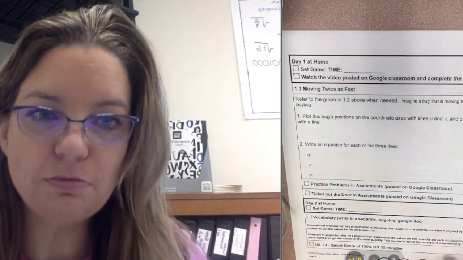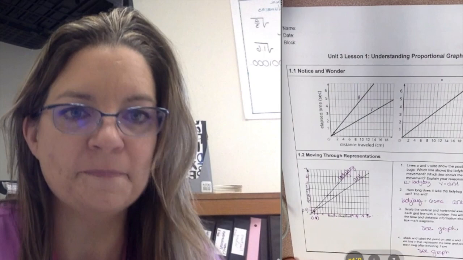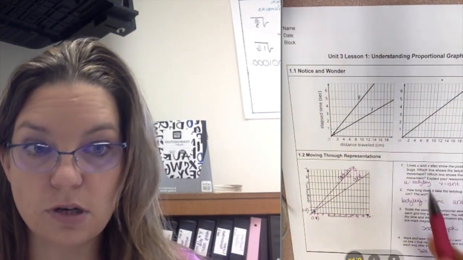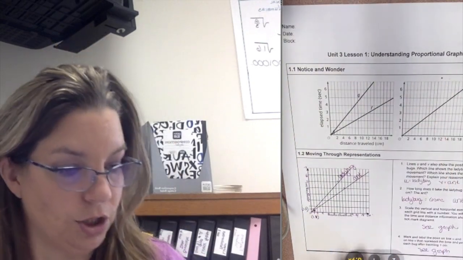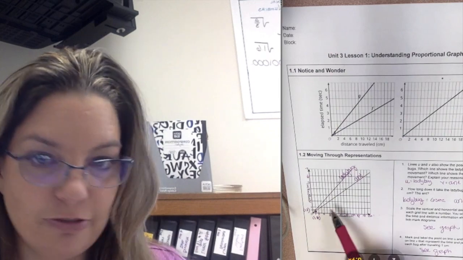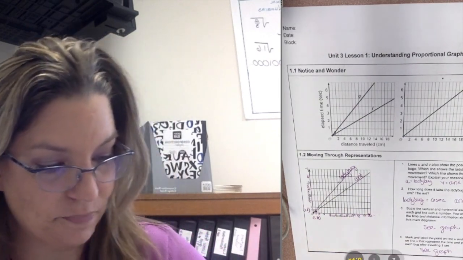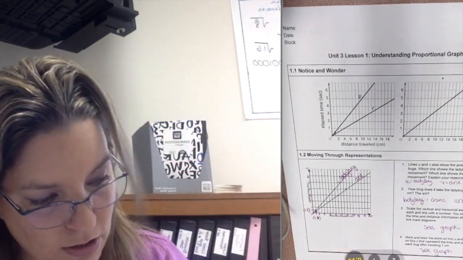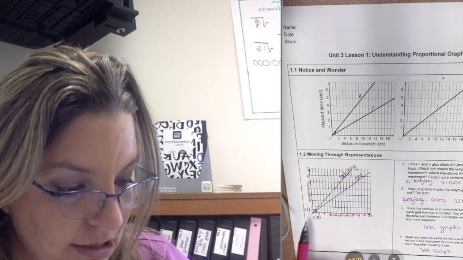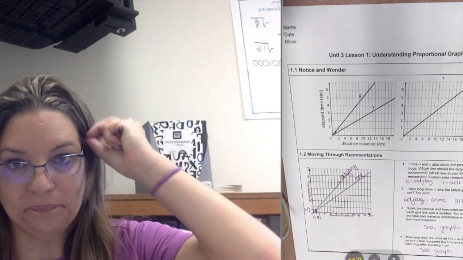All right, so just to review what we did yesterday, I'm going to go back here to page 1. We did our notice and our wonder in class, so you should have some notices and wonders written down here. We determined that line U was the ladybug and line V was the ant. We also determined that after 1 centimeter, it was 1/3 of a second for the ant, and 1 centimeter took half a second for the ladybug.